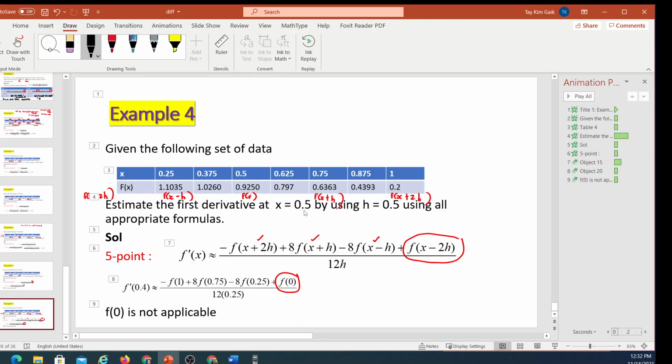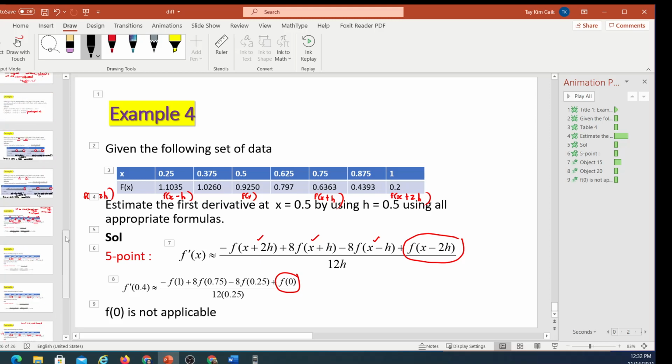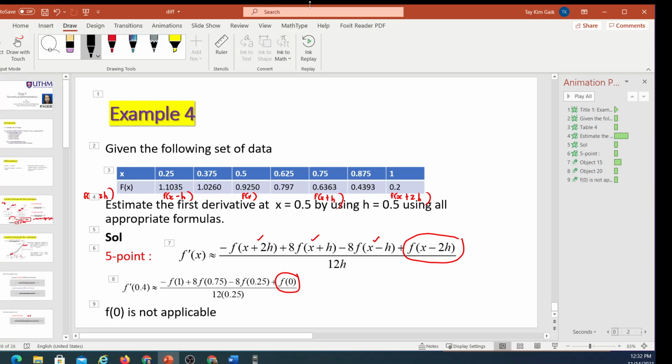So we have completed the numerical differentiation. Do you have any questions?